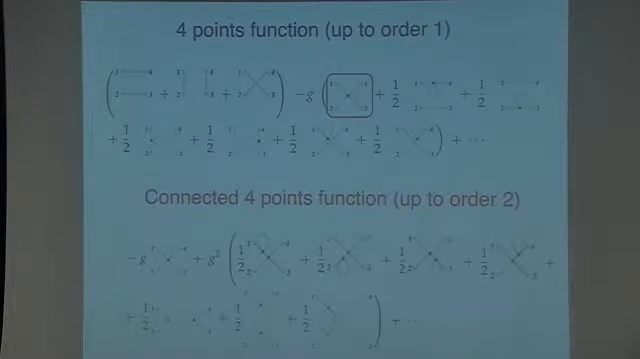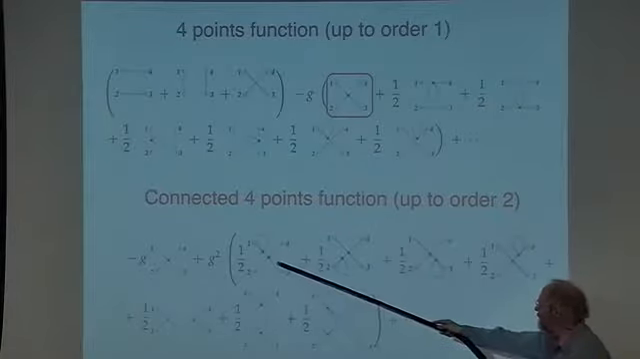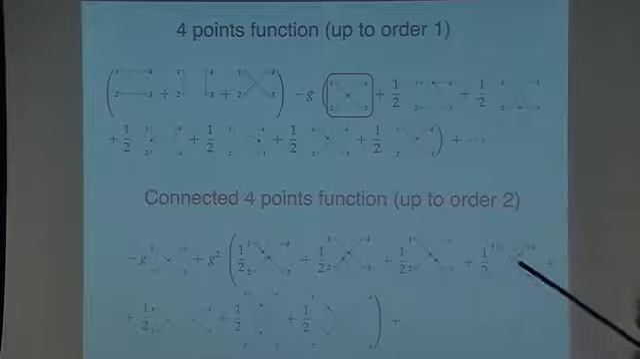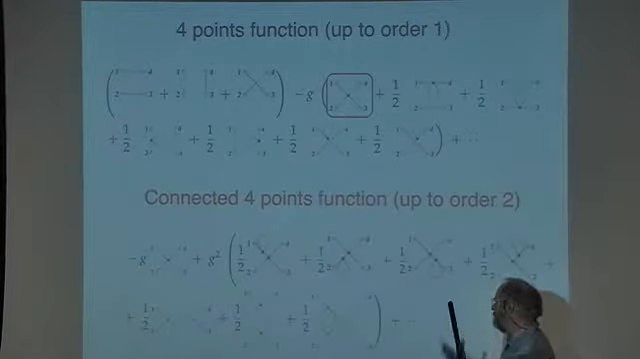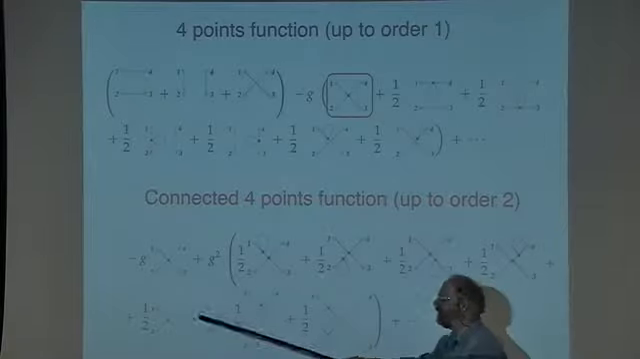Okay. So there are more connected diagrams at second order in the coupling constant. But basically, you have 2 kinds of diagram. You have this one, and this one. So you have 2 topologically different diagrams, this one and this one.